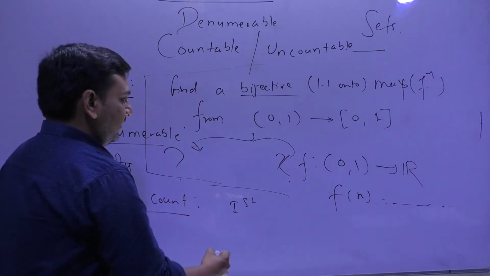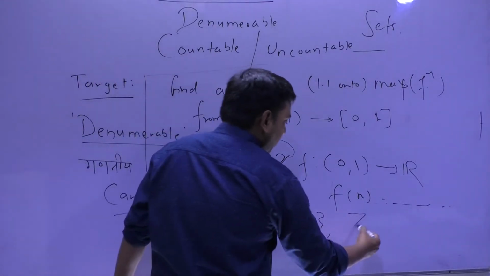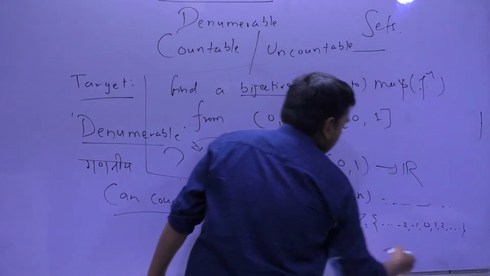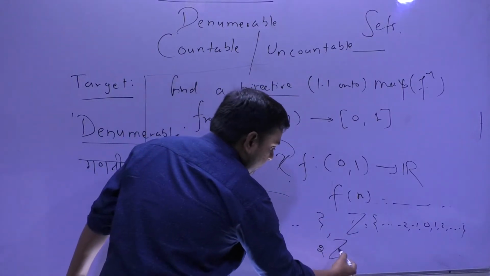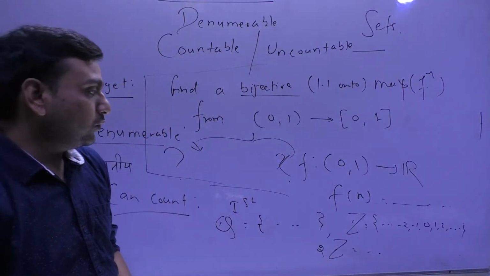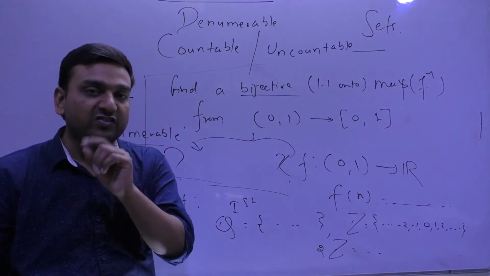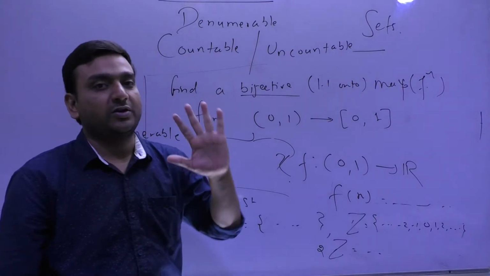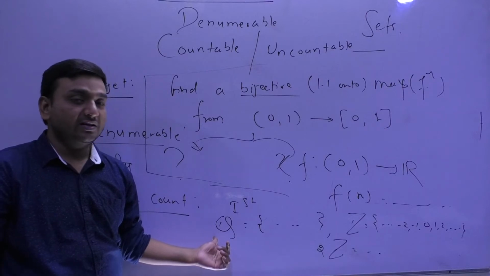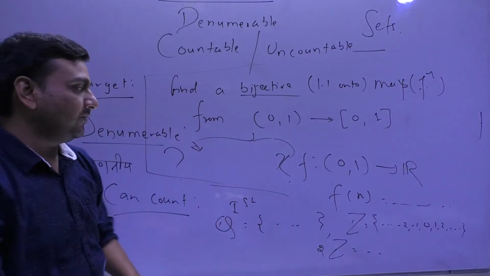For example, if I say set of rational numbers, okay. For example, if I say set of integers, for example, if I say 2Z, means set of even integers. So is this set countable? Means can you tell me what is the first element, what is the second element, and so on. Can I count elements in the set of rational numbers? You getting my point?